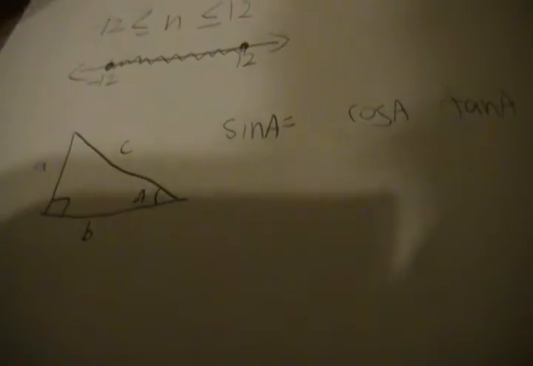So this is the way a sine function works. A sine function is going to be the opposite of the angle, which is A. So here's the angle. The opposite of that angle is going to be lowercase a over the hypotenuse, the longest side. So it's going to be a over c.